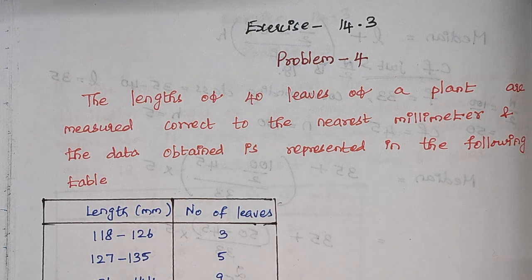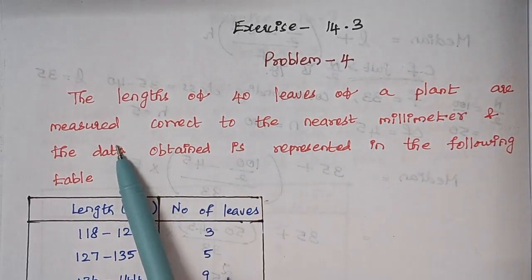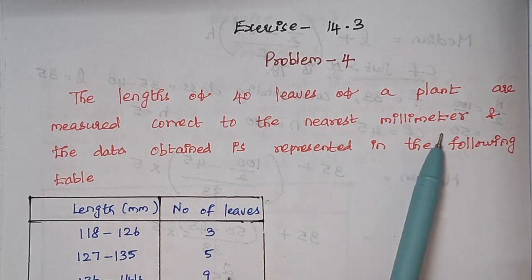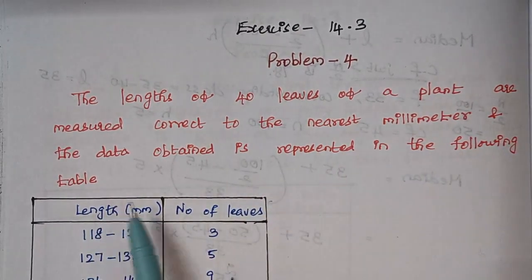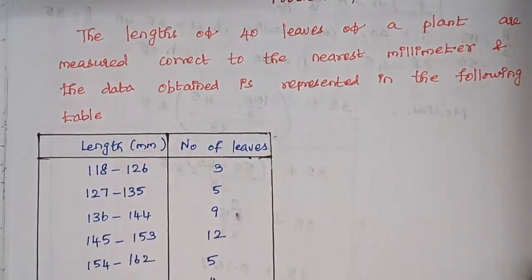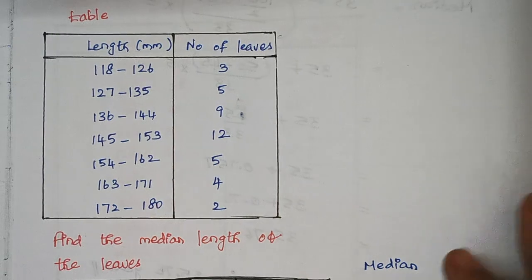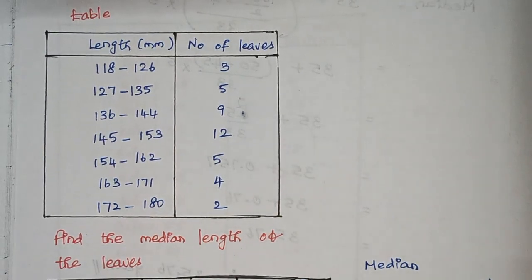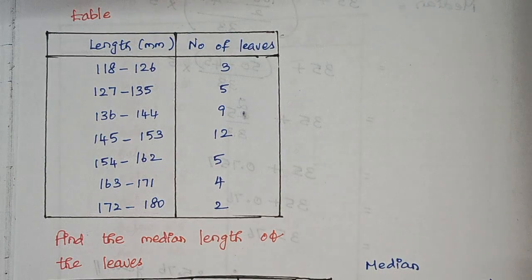The problem is: the lengths of 40 leaves of a plant are measured correct to the nearest millimeter and the data obtained is represented in the following table. So here this is the given problem and we are asked to find the median length of the leaves. So this is the given tabulation. So just again look at the tabulation.